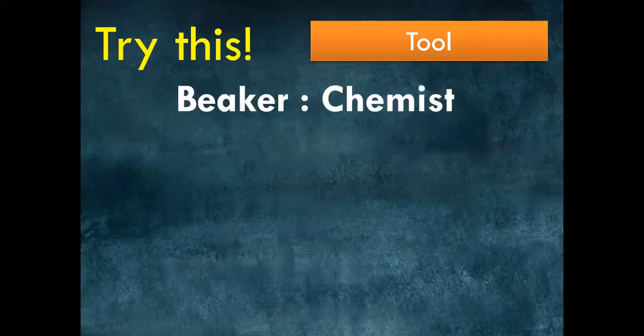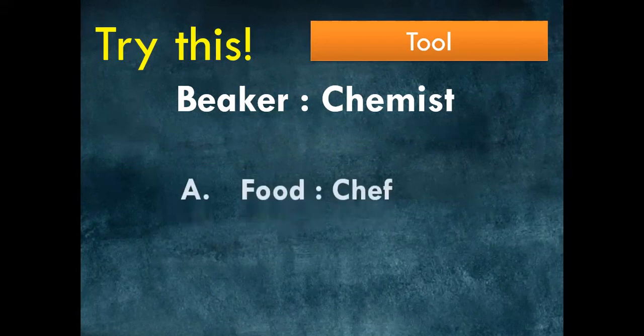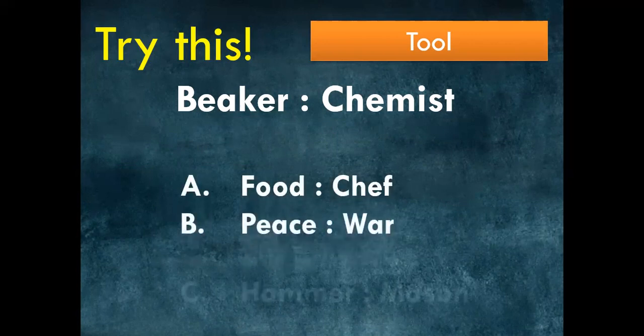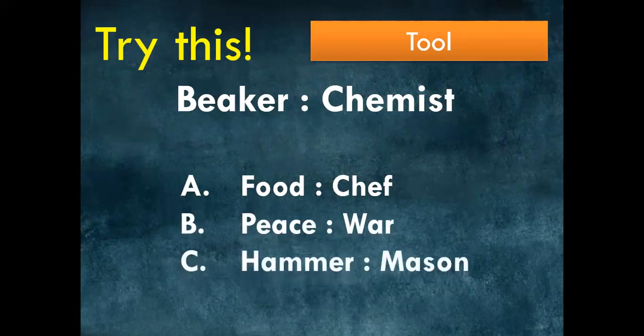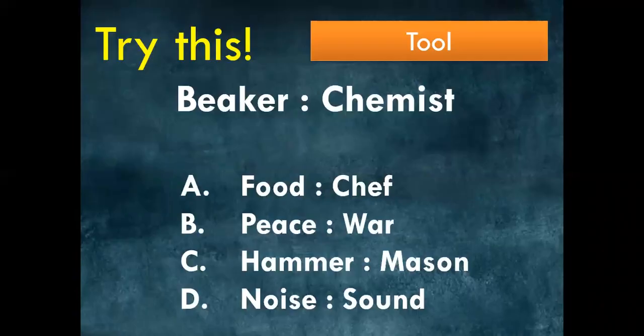Next, can you tell me? The tool used by a chemist is a beaker. Beaker is a tool used by the chemist. So which of the following would also show us a tool of? A, food is to chef; B, peace is to war; C, hammer is to mason; D, noise is to sound.